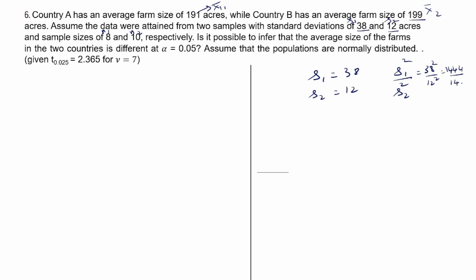12 square is 144. This is obviously more than 4. So in this problem, we have to assume unequal variances, sigma 1 not equal to sigma 2, and we have to take the t statistic in the second case. Now let us solve this.